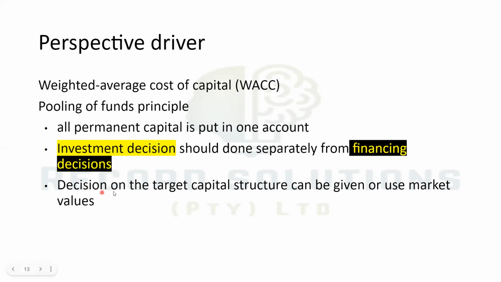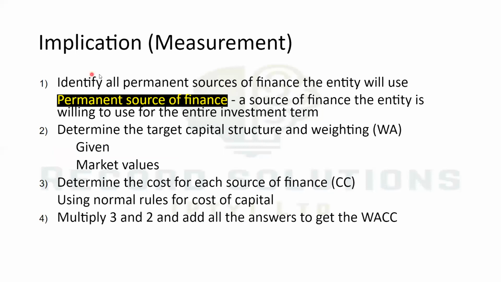And then the decision on the capital structure can be given, or use market values. This one we'll consider later. So this is what we are doing here: pooling the funds together. And why do we do WACC, this weighted average cost of capital? We want to get the lowest WACC. That's our objective, to get the lowest WACC possible. Now we're going to the implication.